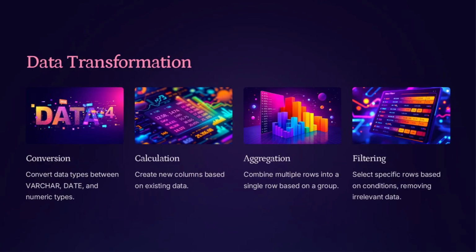Data transformation is a key part of data processing and analysis. We'll cover 4 main types of data transformation. Conversion, changing data types like converting text to dates or numbers. Calculation, creating new columns based on existing data. Aggregation, combining multiple rows into a single summary row. Filtering, selecting specific rows based on conditions to remove irrelevant data. These transformations allow us to prepare the data for further analysis and reporting. We'll go through examples of each type of transformation in the upcoming slides.